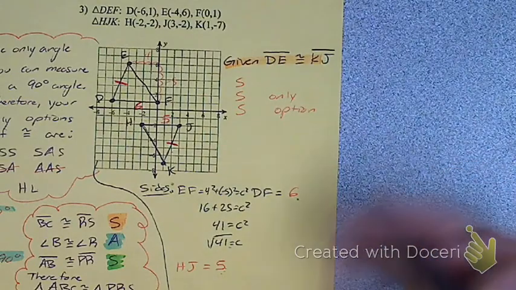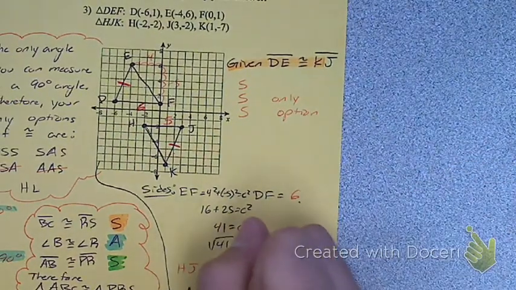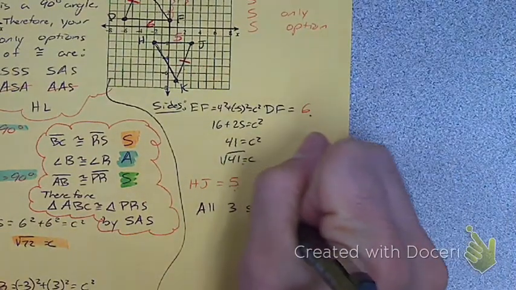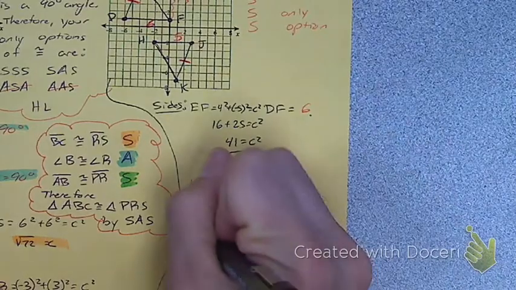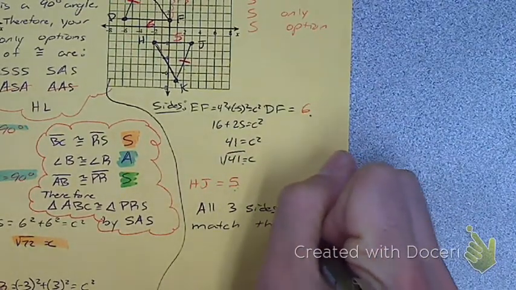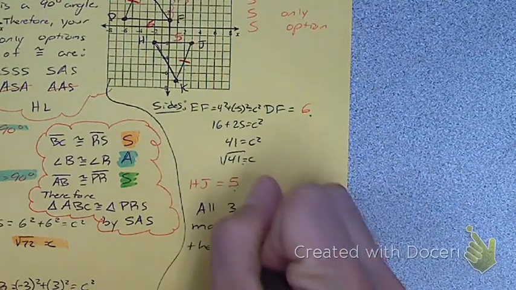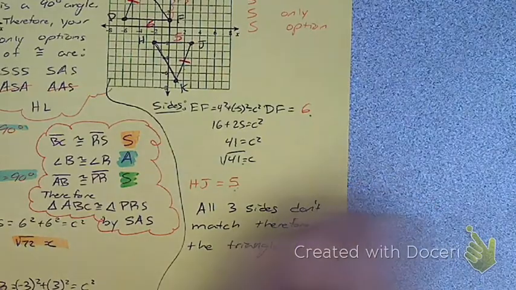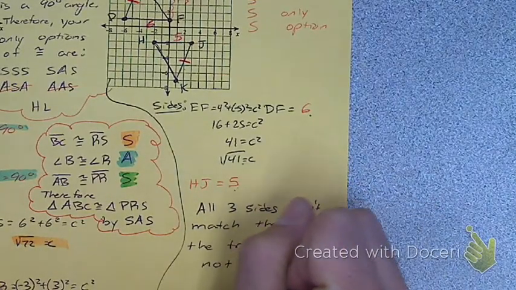So, we're going to write that all 3 sides don't match. Therefore, what? The triangles are not congruent.